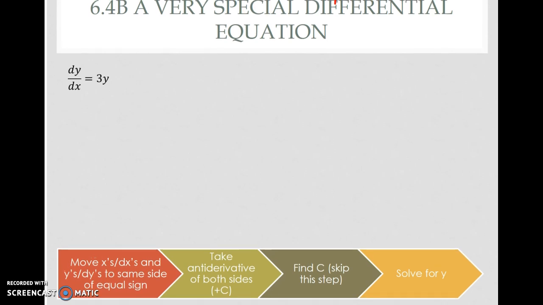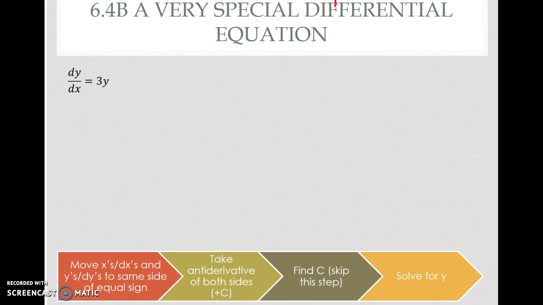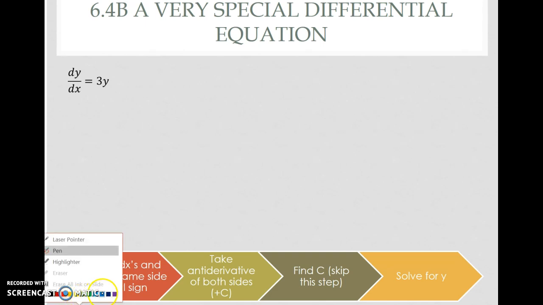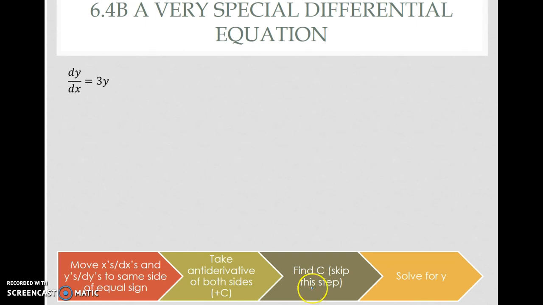So there's a special kind of differential equation, which is a constant times y. And I'm going to show you the process for solving this differential equation. It's the same as what we were doing in the last section, except we're not going to solve for c until the end. We'll do that as the very last step. So I'm going to move the y's over. So I have dy over y equals 3 dx. I'm going to do the antiderivative, so that's natural log of the absolute value of y equals 3x plus c.